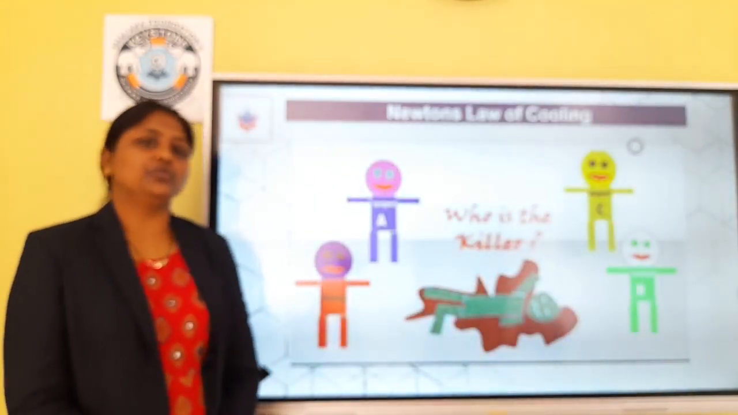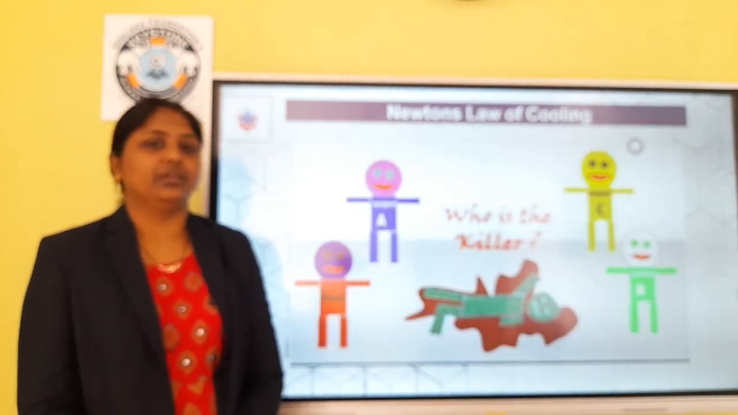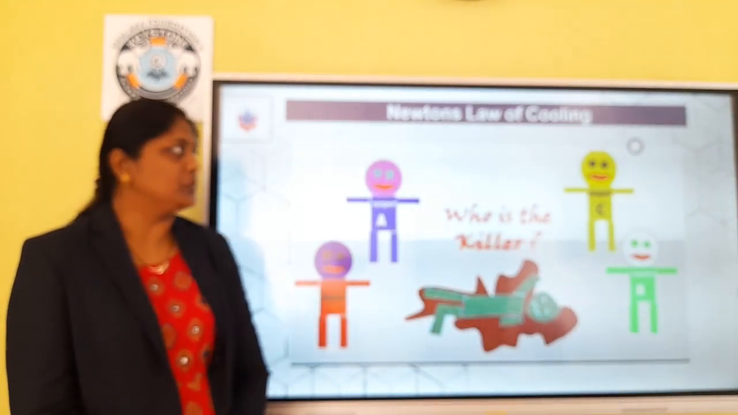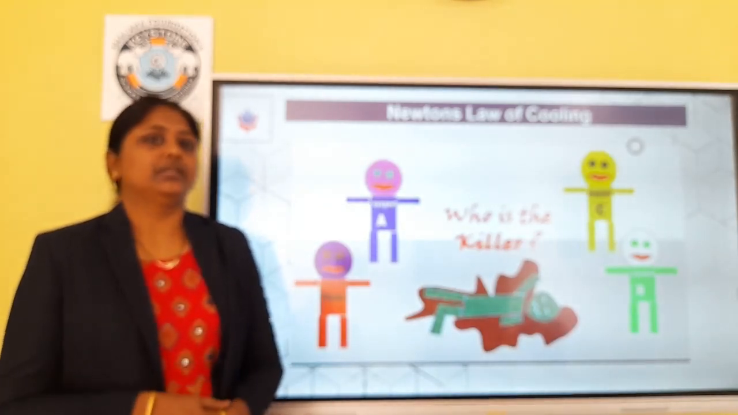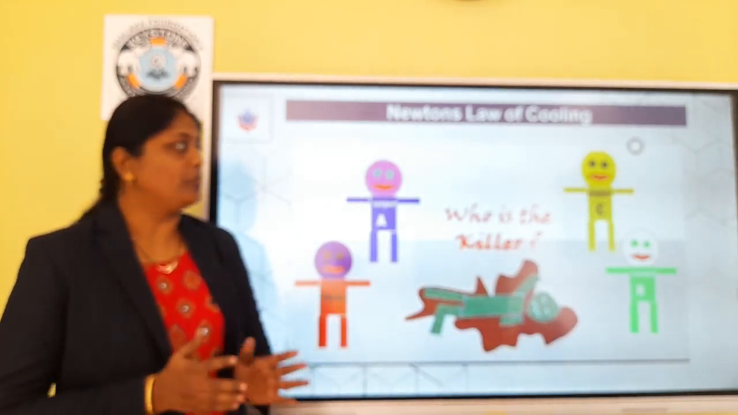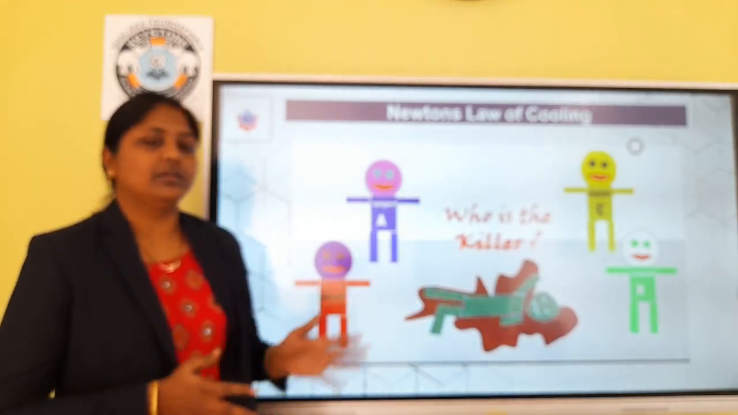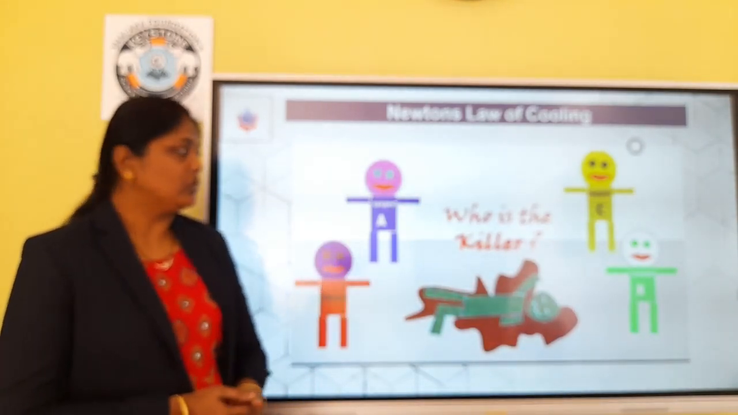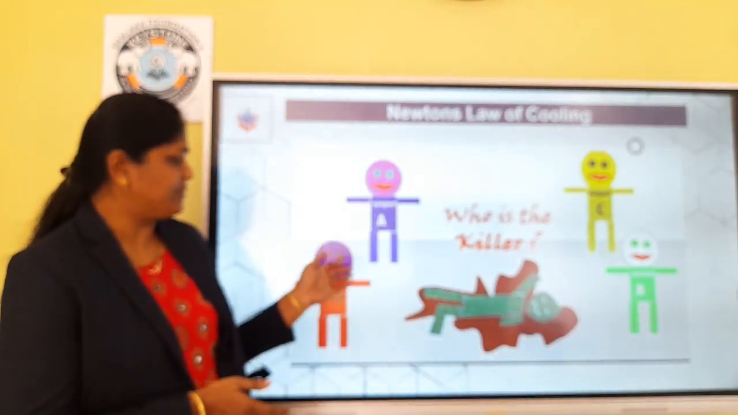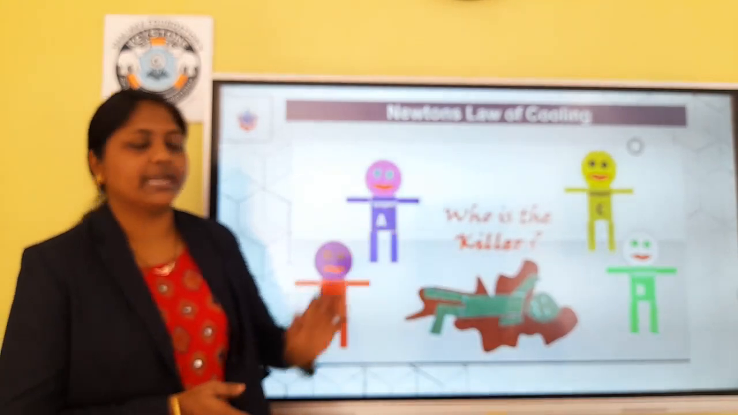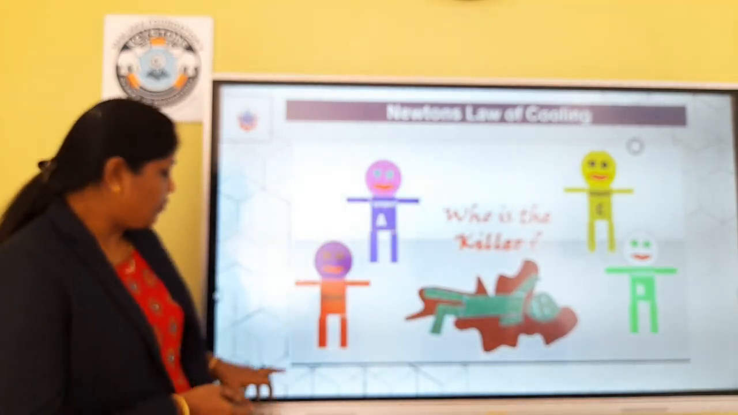So can you use differential equations in real life? Yes, you can. See, in Newton's law of cooling, what you have to study is finding the killer. So if you observe this, who is the killer? Suspect A, suspect B, suspect C, or that sweeper. So what actually do you have to find?